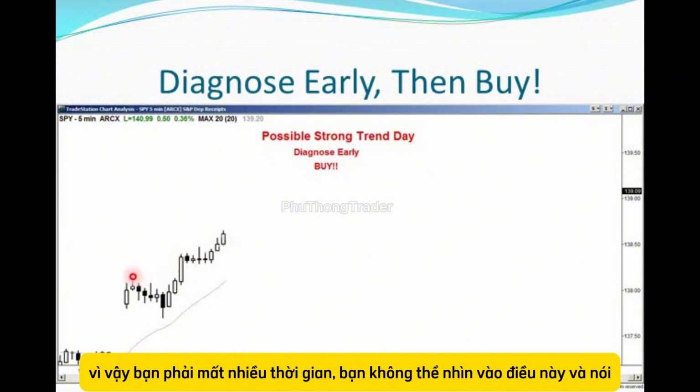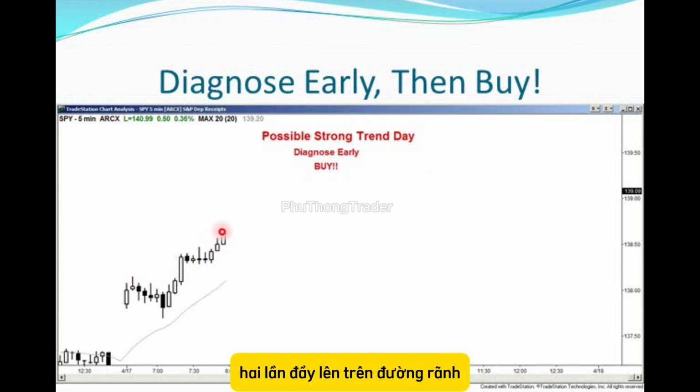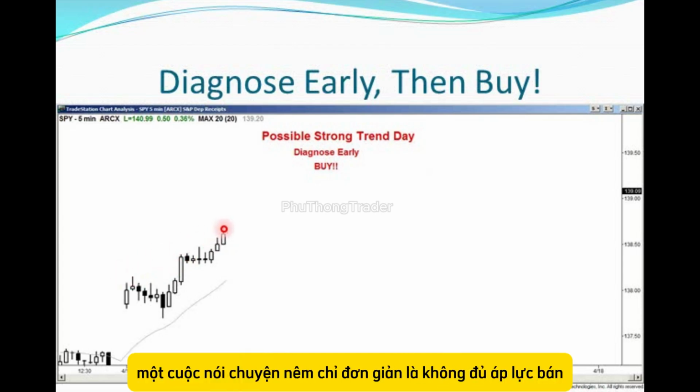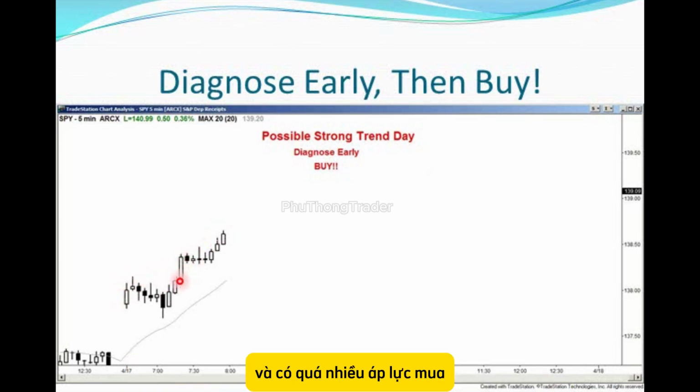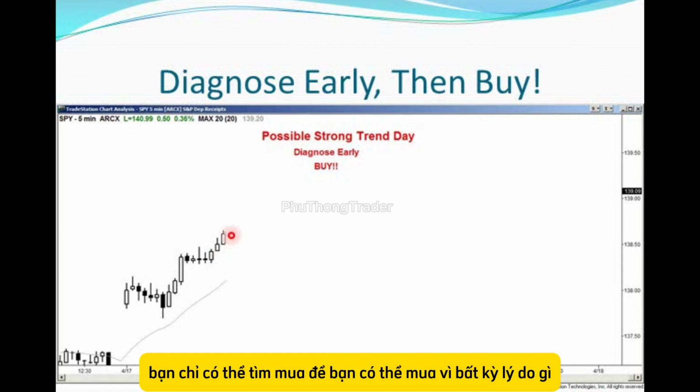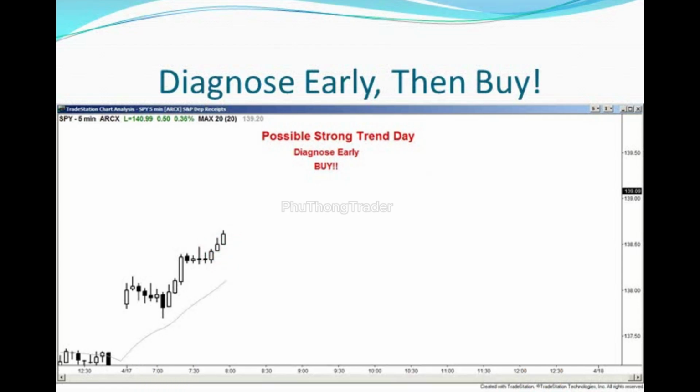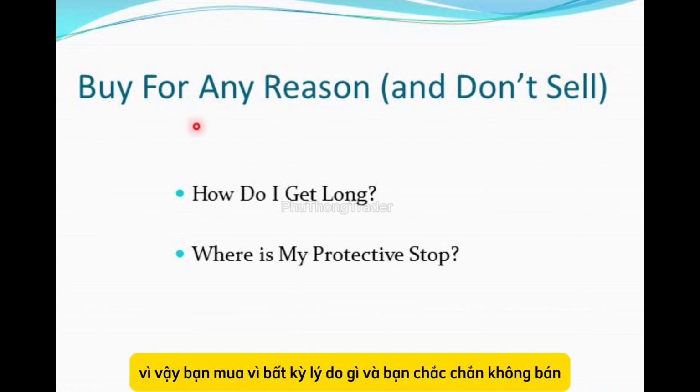You can't look at this and say, well, 1 push up, 2 pushes up, top of the trend channel line, a wedge top. There's simply not enough selling pressure, and there is too much buying pressure, too many big bull bars. Too many gaps in the bull bars, close above the high of the prior bar, close above the high of the prior bar. You cannot be looking to sell. You can only look to buy. So you can buy for any reason. You can buy the high 2 over here. You can buy closes. So you buy for any reason, and you certainly don't sell.